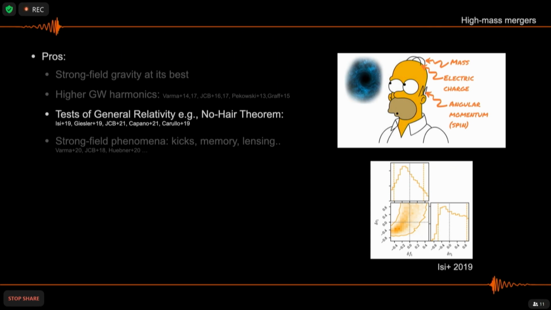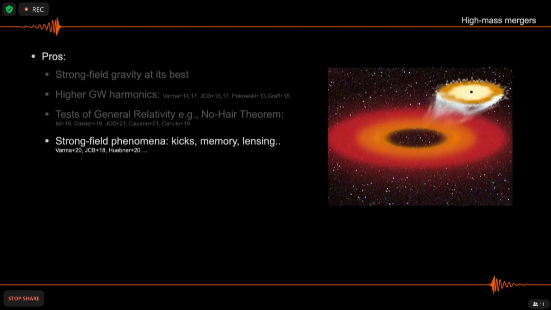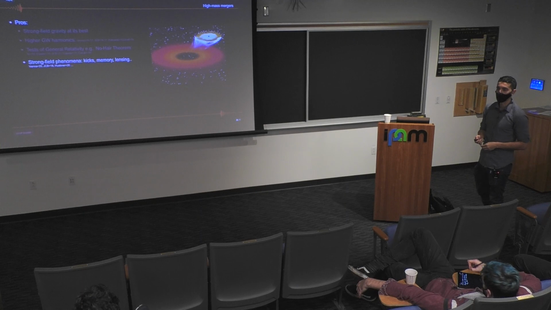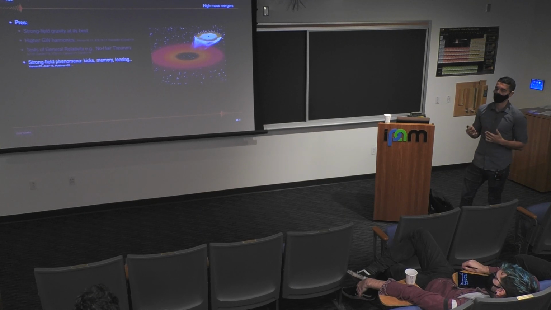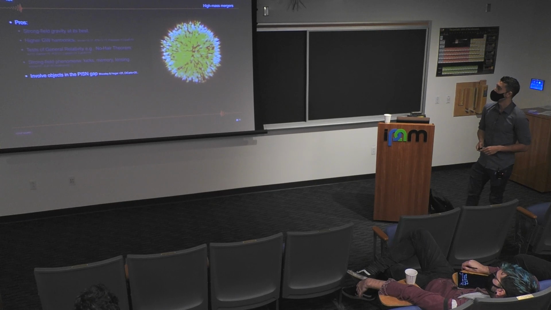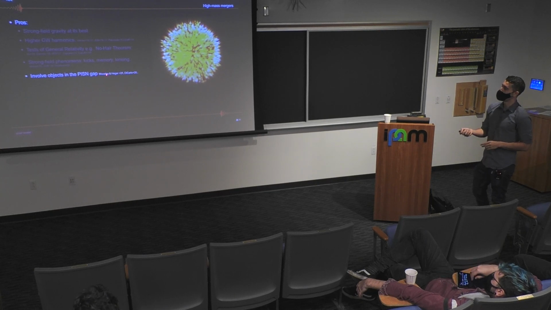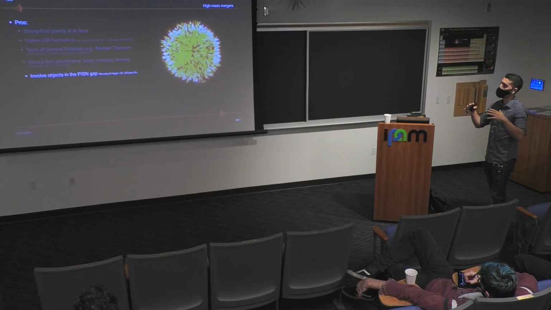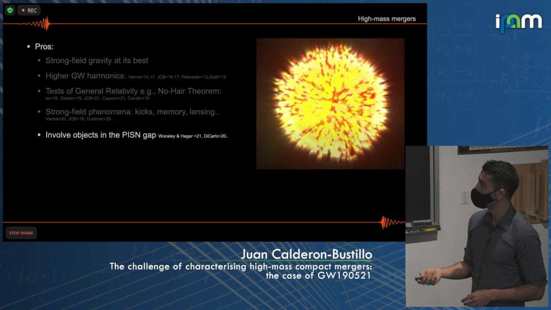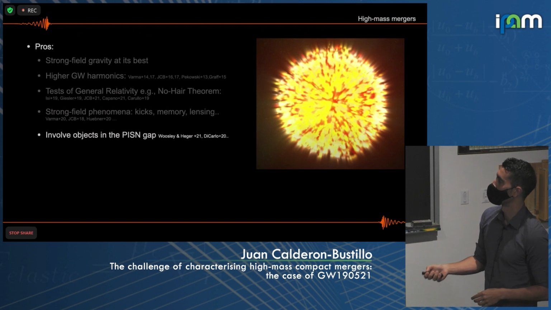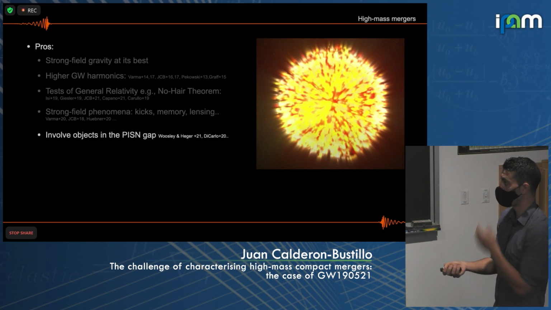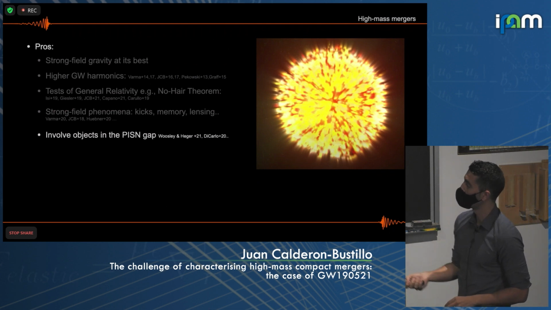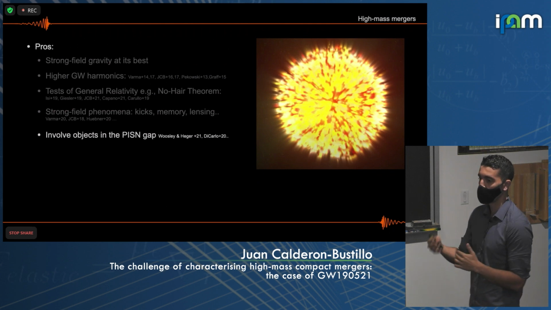In particular, for instance, you can try to test the no-hair theorem, as quite a lot of people have tried in the past. You may also observe strong field phenomena in this merger ringdown, as for instance, gravitational kicks. The merger and ringdown is when the gravitational kick actually builds up. And lots of times, these mergers will involve very highly massive merging objects that may populate the pair instability supernova gap. So this can either give you clues about where this gap actually is, or can give you quite a lot of information about in which environment these black holes are living.